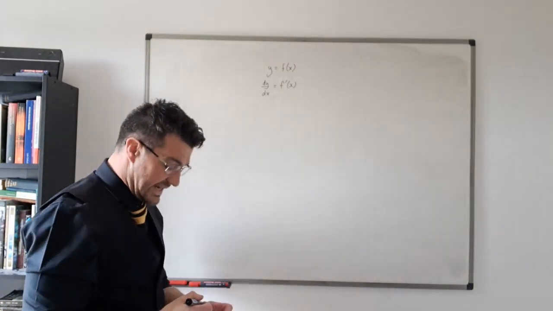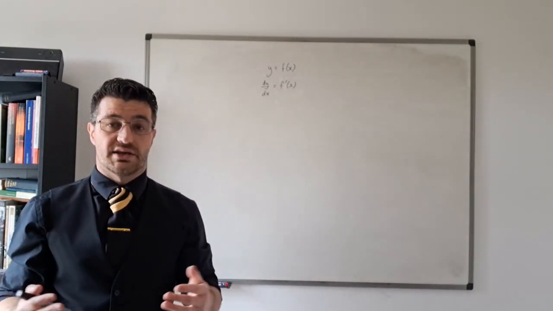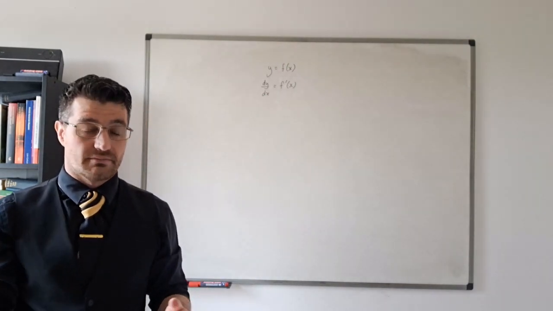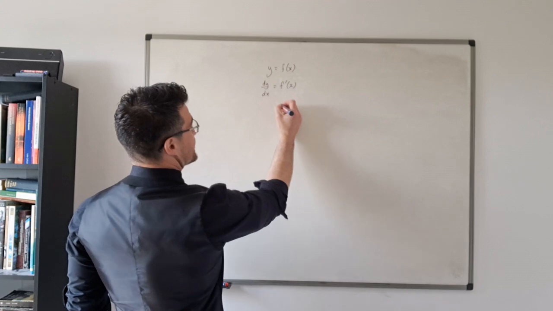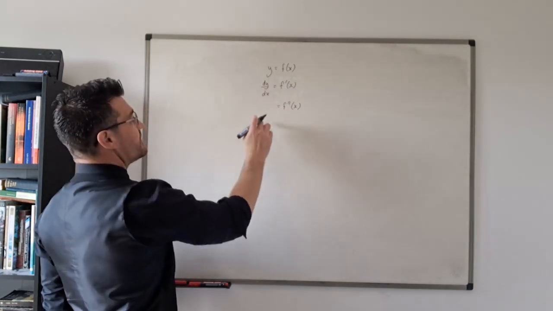And then we can go on to the second derivative. If this is a function in its own right, then there's no reason why we can't differentiate this thing. So when we go to the second derivative, we get f double prime of x. But what do we have over here?